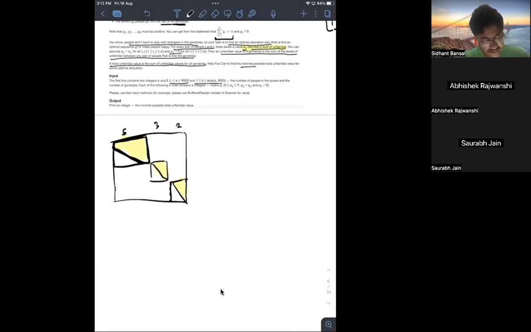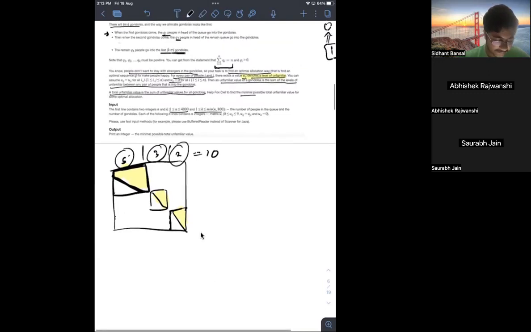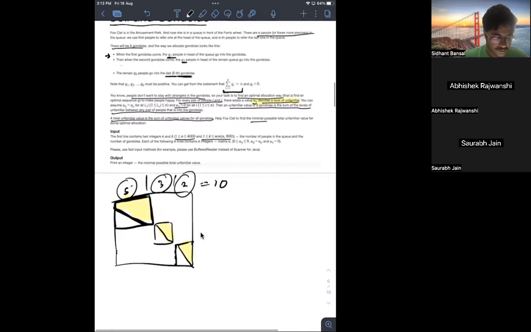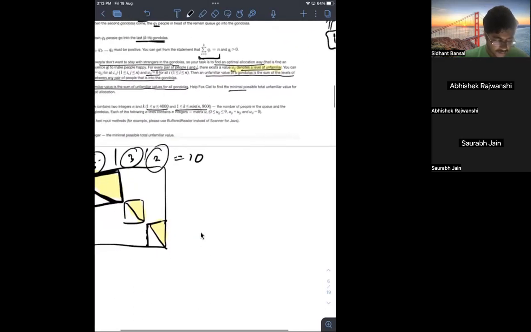In this example, I'm saying that there are a total of 10 people, and maybe one way to divide them is 5, 3, 2. The first gondola takes the first 5 people, the next gondola takes the next 3 people, and the last gondola takes the last 2 people. Maybe there is a better allocation, but that's the general idea of what you want to do with this question. So what's the cost function in this question?